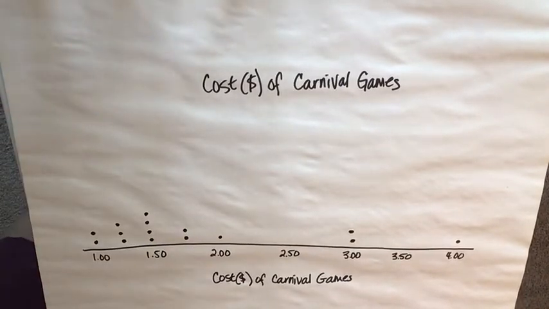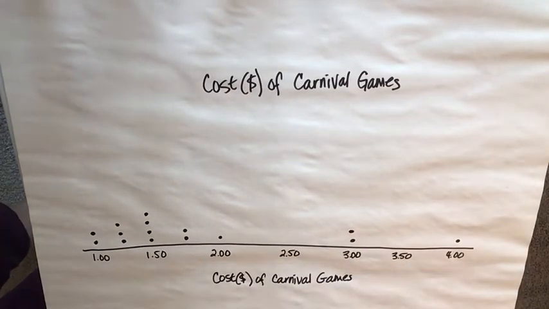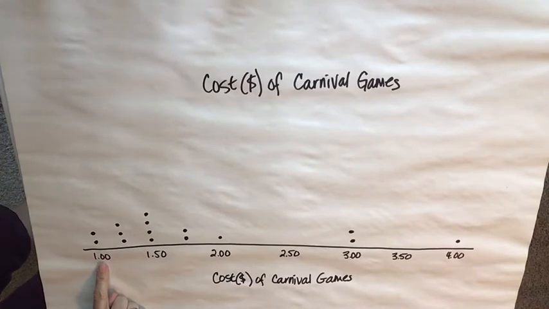So here we have our data represented on a dot plot. And there are lots of questions that I could ask about this. I could ask, what's the highest price that we charge for any of the games? And the highest price would be $4. I could also ask, what's the lowest price? And that would be $1.